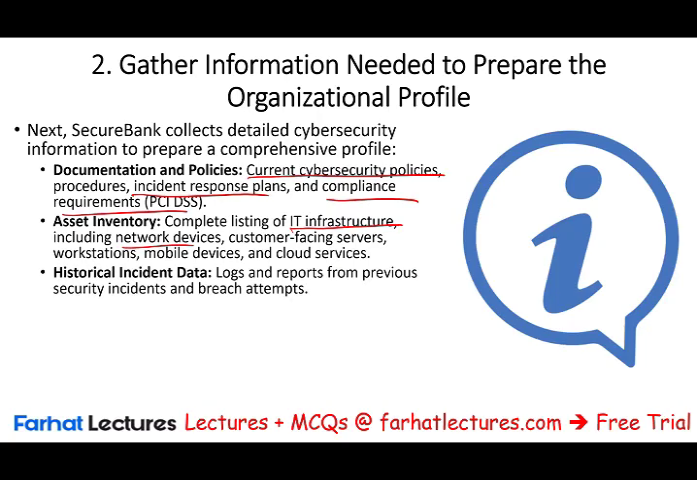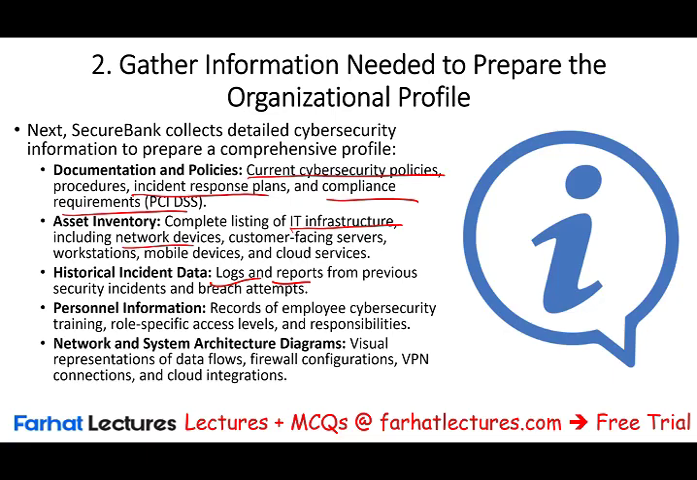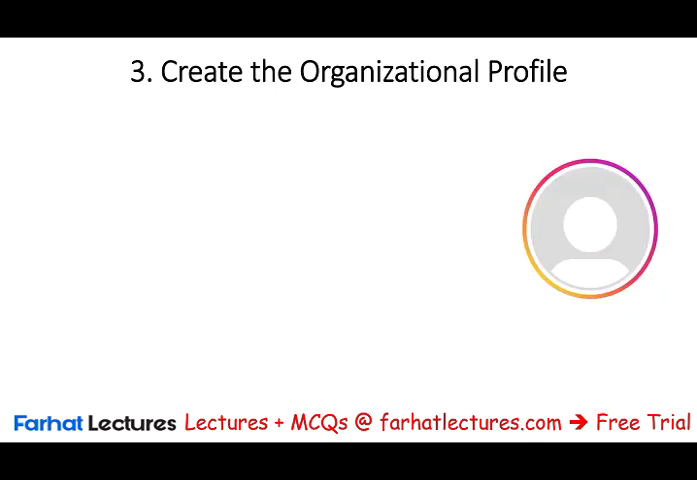We would look at historical incident data because we're gathering information, logs, and reports from previous security incidents and breach attempts, because we want to establish a baseline here. Personnel information, records of employee cybersecurity training, what their capabilities are, the roles, the access that they have, and their responsibilities. Network and system architecture diagrams, a visual representation of how the data flows, firewall configuration, VPN connections, and cloud integration. Look, we're looking at everything. Then once we collect all this information, we create a profile.